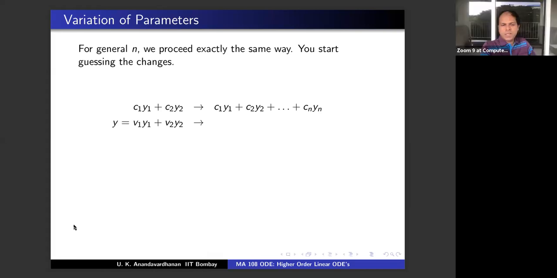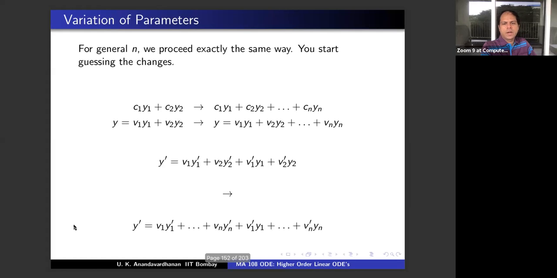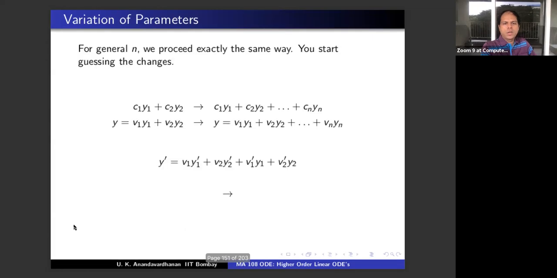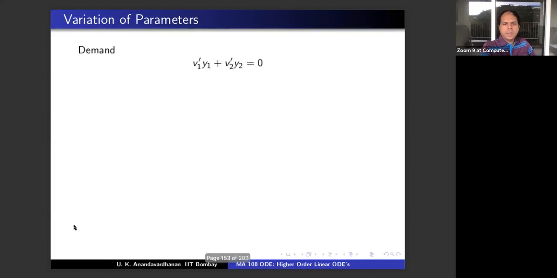There V1, V2, etc. Vn, we don't know. Okay, we are going to solve for this. Y1, y2, etc. Yn we know, and V1, V2, etc. Vn we don't know. This is what you did last time, n equal to 2. Now what will we do? Take derivative. You would have got this term. Earlier you demanded that this is 0, and now you will demand that this is 0.